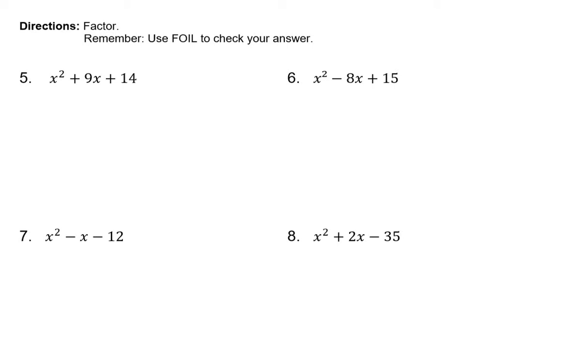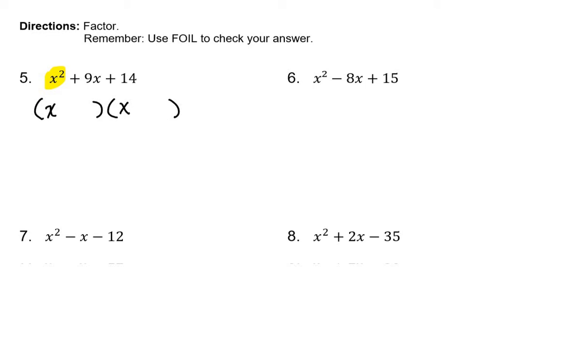Okay, the next set of problems, my directions tell me to factor, and remember that I can use FOIL to check my answer. First of all, what I want you to notice with these problems is these are what I call simple trinomials. There is not a coefficient here in front of this x squared term. If I know that this is a simple trinomial, then I can factor this into two simple binomials. If it can be factored, it's going to factor to look like this.